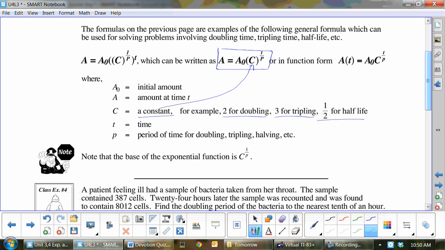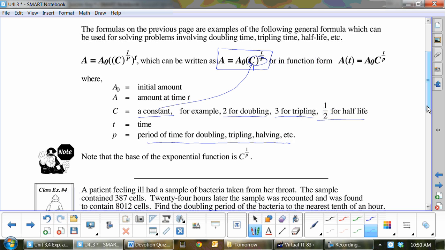P is the period for doubling, tripling. So these two are a team. I always circle them to make sure, say the half-life is 2 years, a half and a 2. If the tripling time is 8 years, 3 and 8. 3 for tripling, 8 for the 8 years, okay?